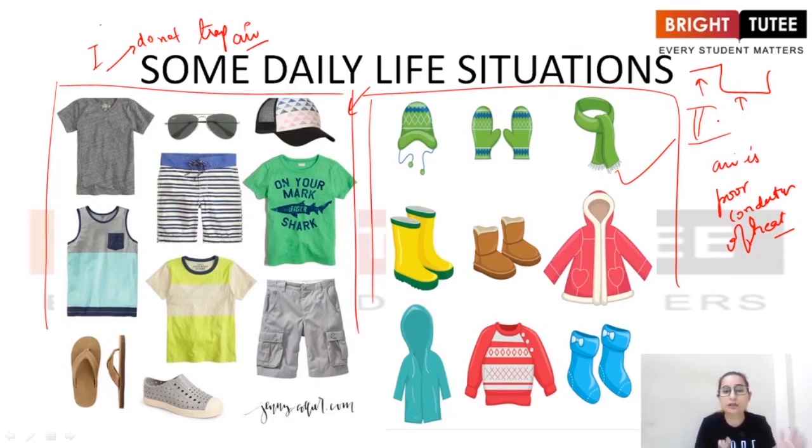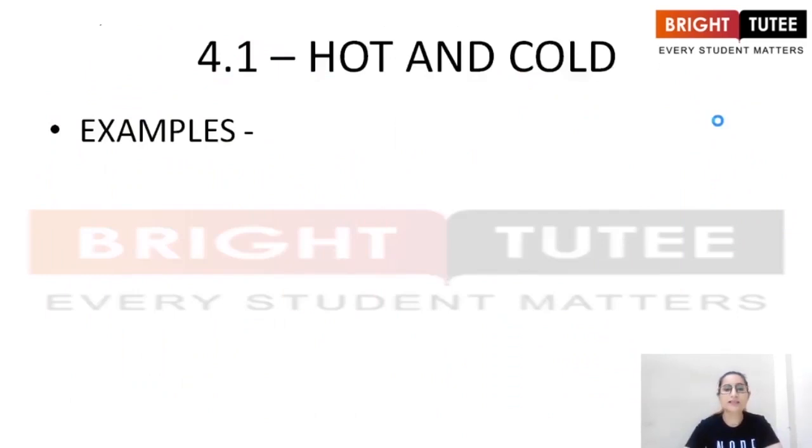In summers we wear clothes which allow the transfer of heat, while in winters we wear clothes which do not allow the transfer of heat. They trap the air, and the heat is also trapped simultaneously. So these are some daily life situations which are related to heat, right? Let us start with the first topic then, hot and cold, right?